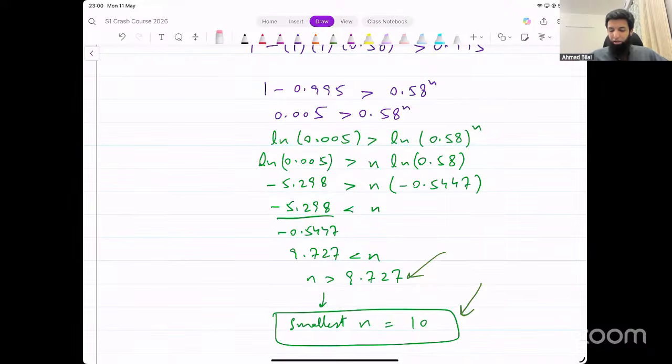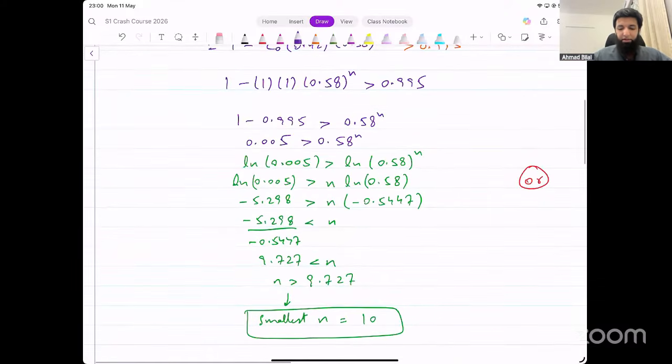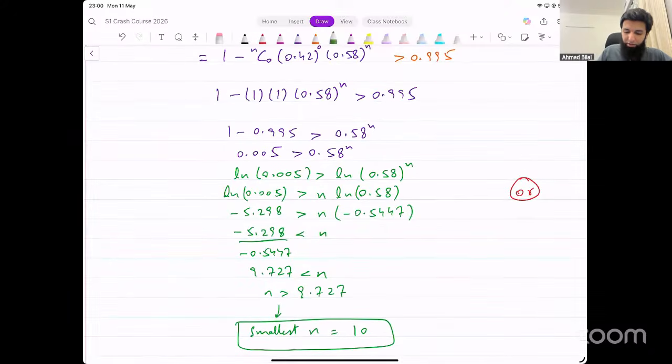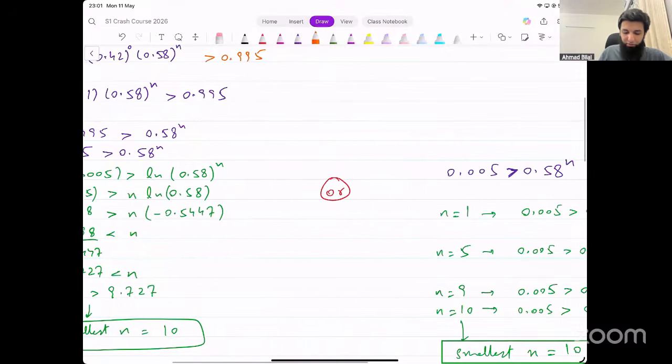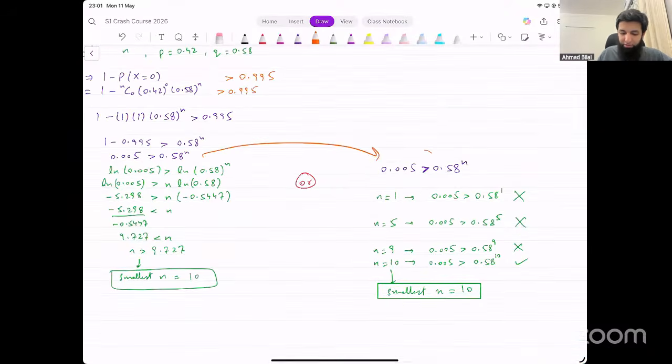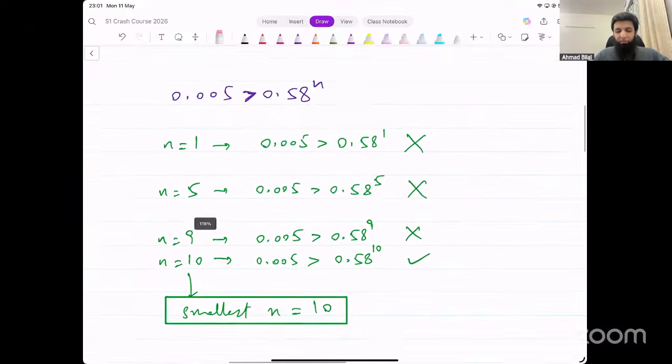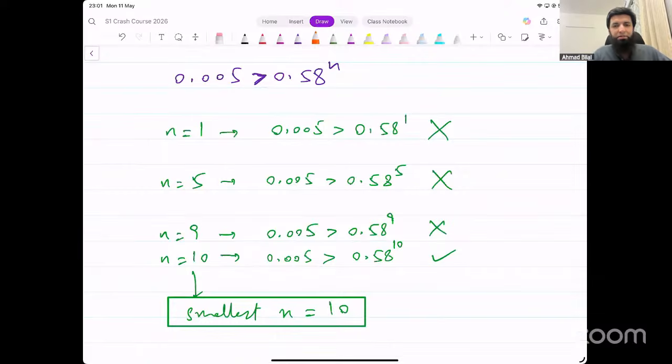Now, those of you who are in AS and have not done logs, there's an alternative method as well. Once you reach this point, where you have an inequality like this, you can just use trial and error. Write this inequality on the side, 0.005 and 0.58 raised to power n. Try inputting some values of n on your calculator. You'll have to show working for this.